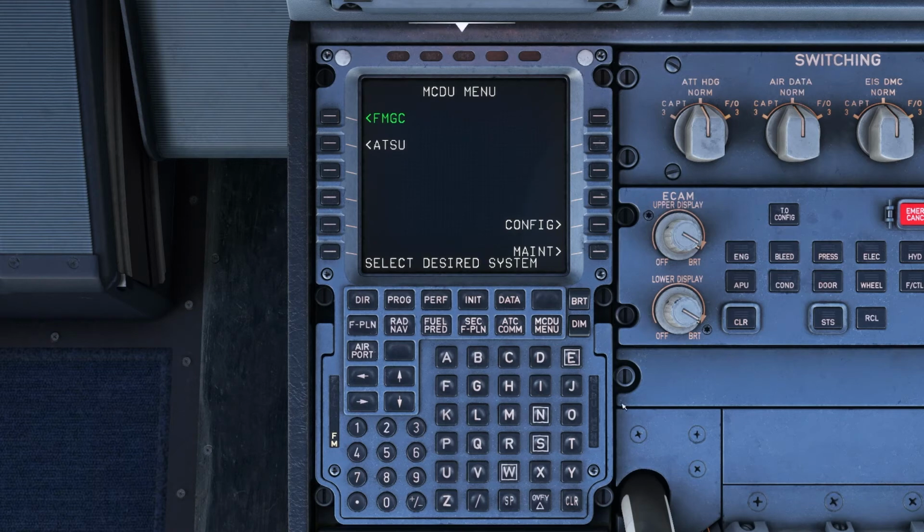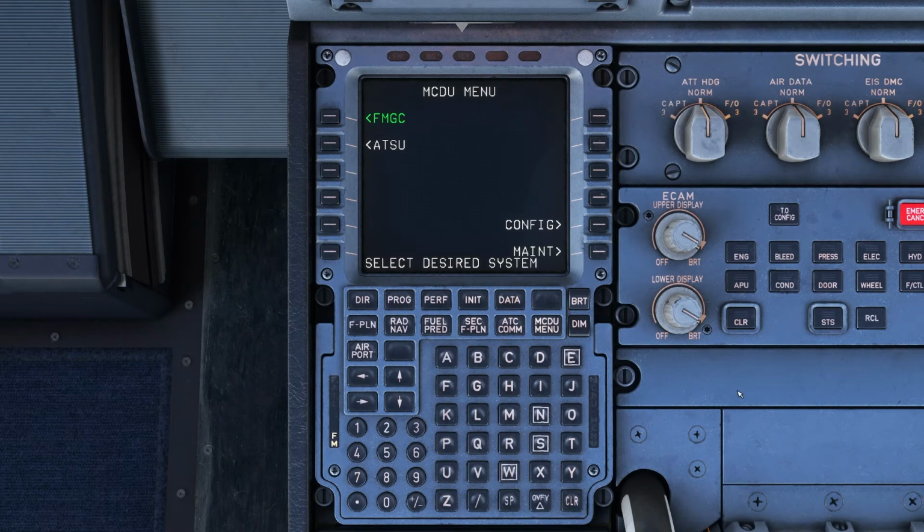Now, of course, there are different ways of putting in your flight plan. One way is importing it from SimBrief, and the other way is to do it like real pilots do, and that is to enter it in. So we're going to enter it in manually, because I want you to see how this is done.